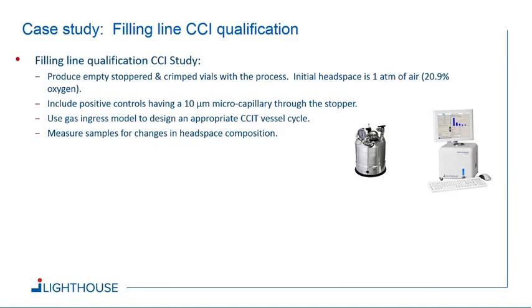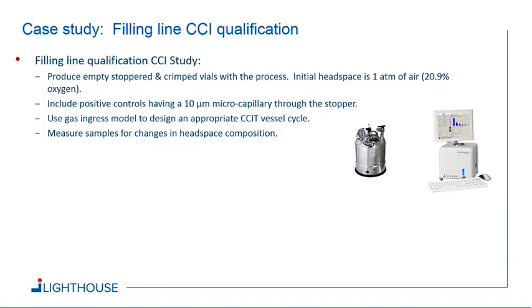So what we did in this case is had a manufacturer produce empty stoppered and crimped vials with the process. So there were very specific vial stopper combinations. Those were run through the filling and capping process, but were not filled with product. They were capped and crimped under a headspace of air, so that's 20.9% oxygen. And then we performed a CCI study, and we included positive controls having a 10 micron microcapillary through the stopper.